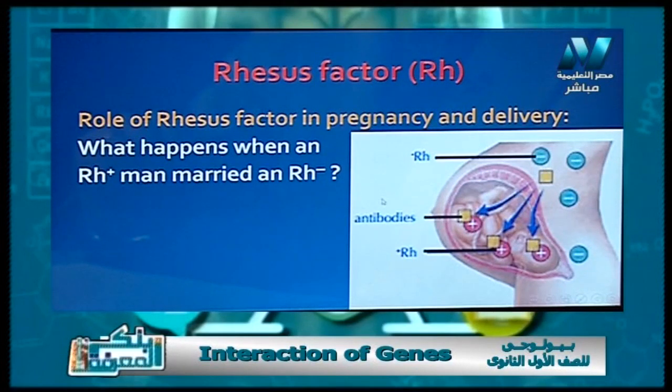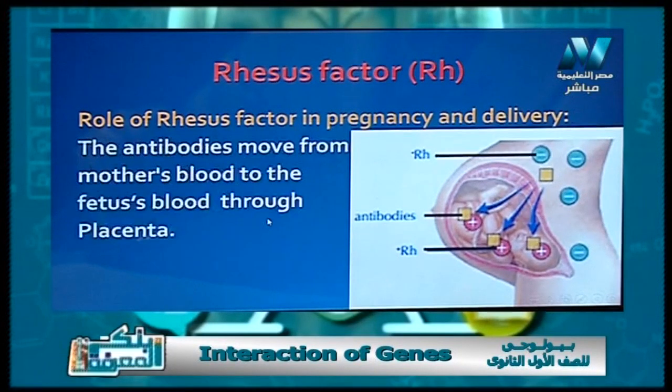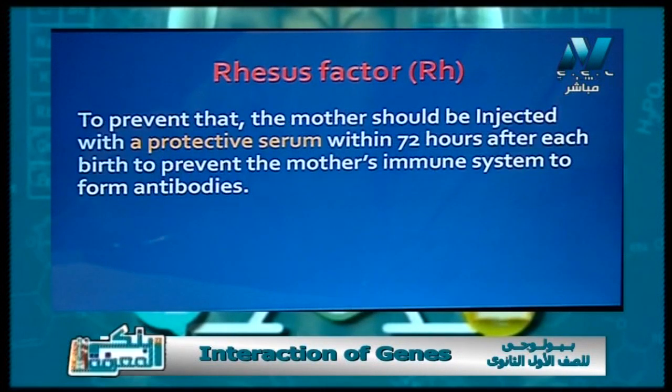But for the second baby, the mother already has antibodies against the Rh positive in her blood. And of course, the baby is Rh positive, so the antibodies go from the mother to the fetus and cause its death. So the antibodies move from the mother's blood to the fetus's blood through the placenta during the second child. How to prevent this disaster?